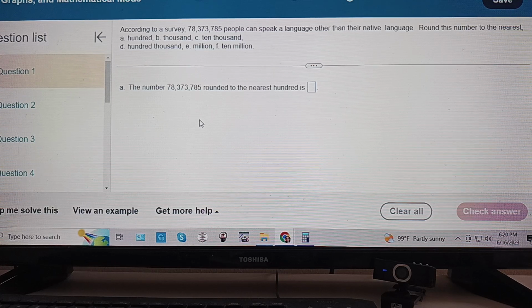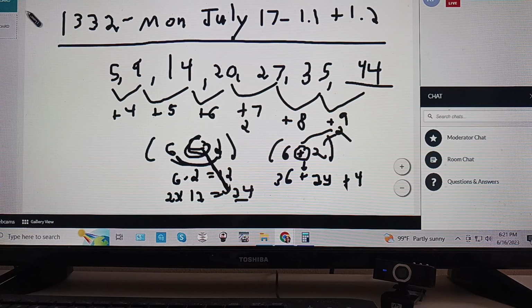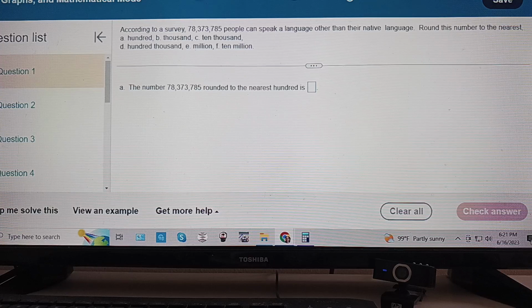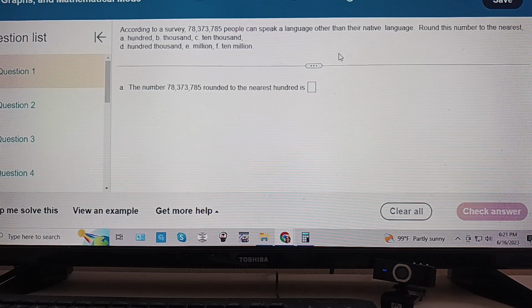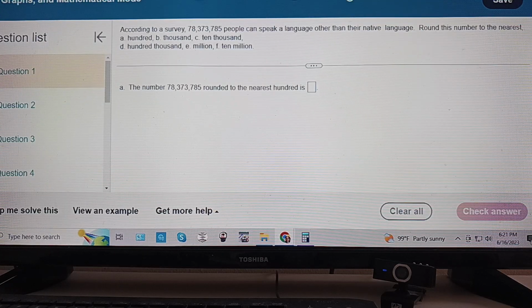Okay, so section 1.2, we are doing rounding. Rounding is a big part of math, and you might be surprised that even people in calculus have trouble with rounding. So here's a big number, 78,373,785. Let me write it down over here again. 78,373,785.